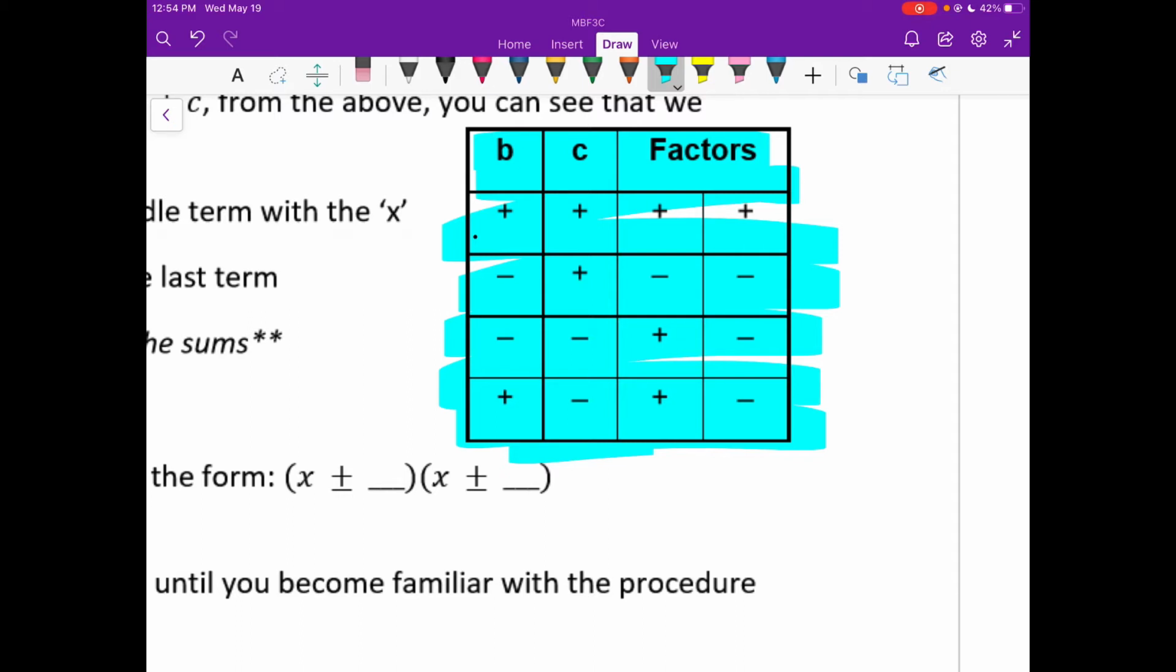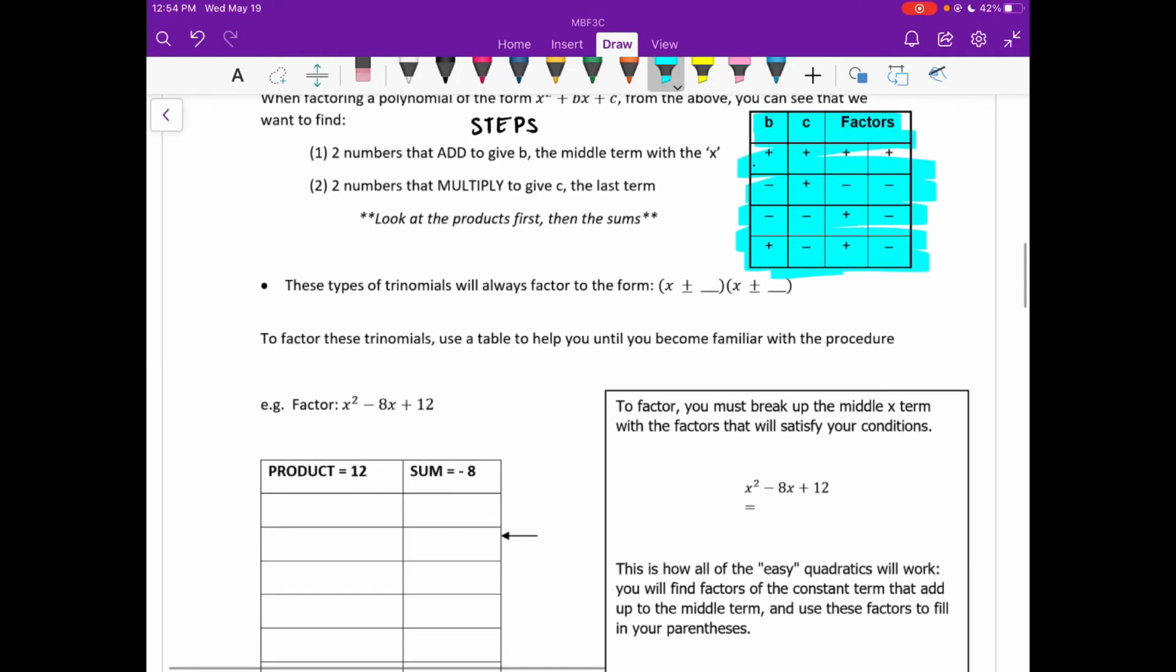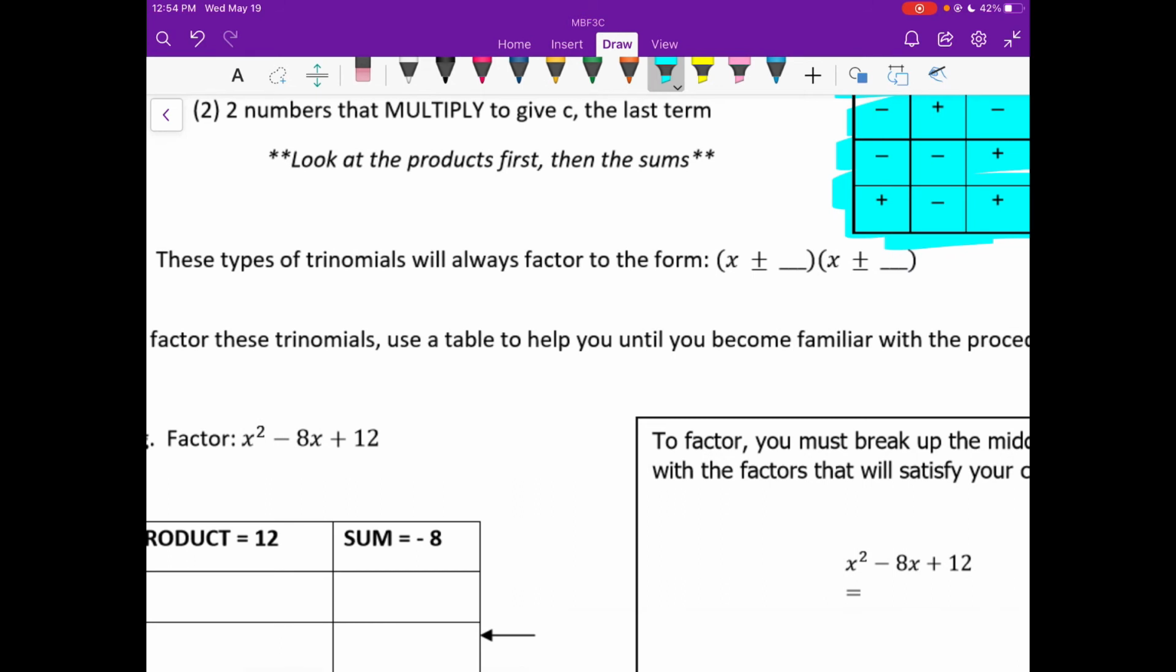If you know you have a negative b and a positive c, you're just going to find the negative values. It just takes out that step of having to do positive and negative addition. These types of trinomials are always written as x plus or minus s and x plus or minus r. So you just take whatever your s and r values are, and depending on if it's negative or positive, you plug it back into that format.